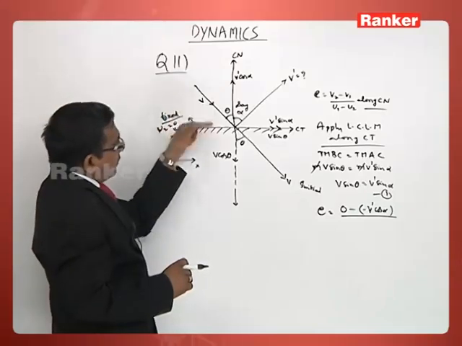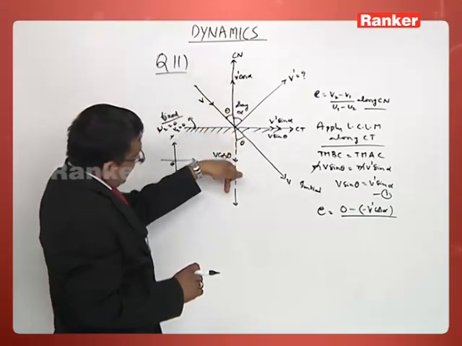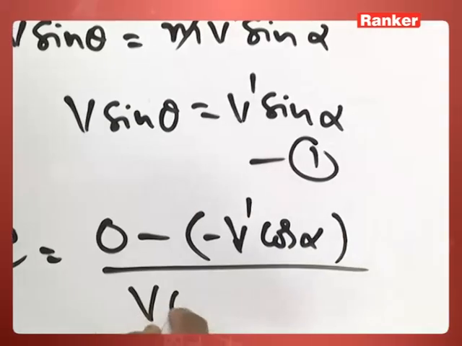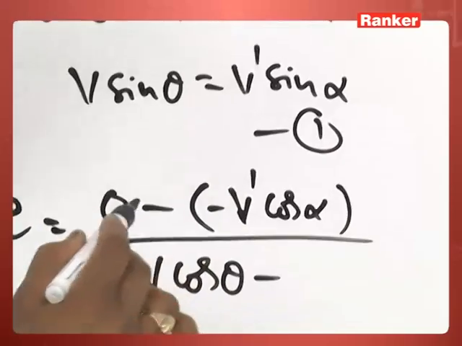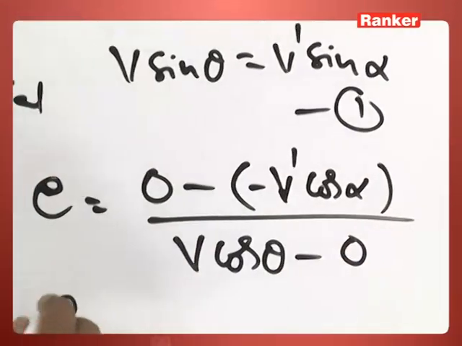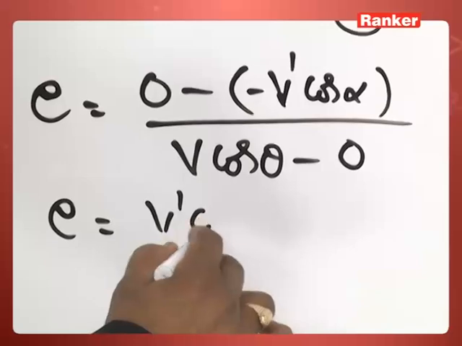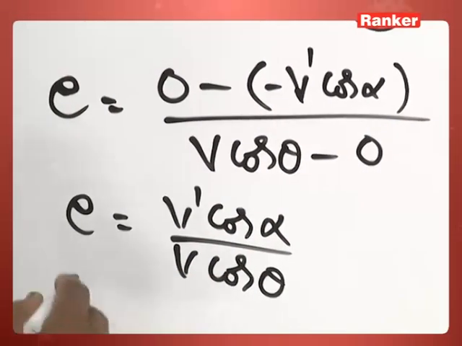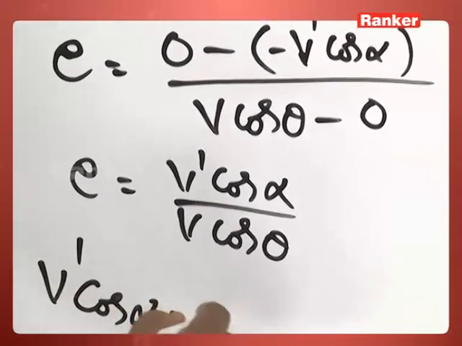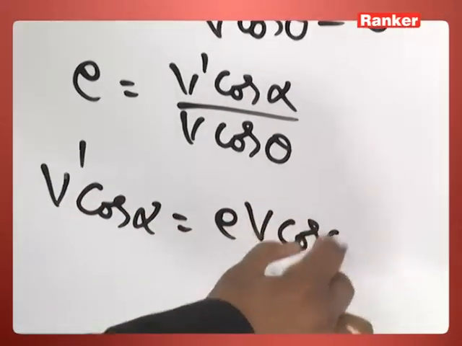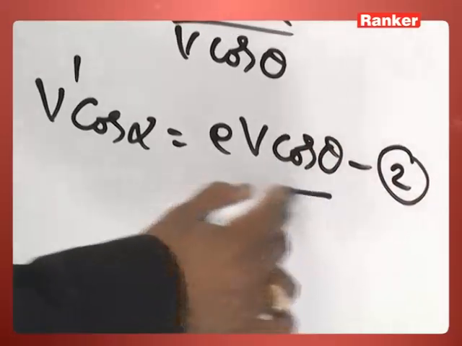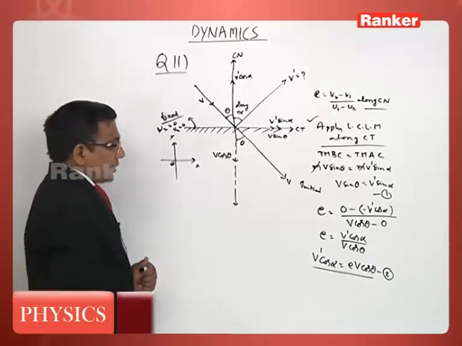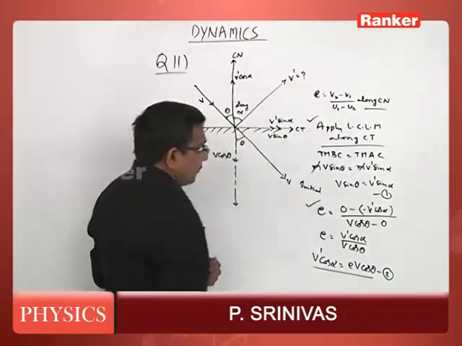What is the velocity of the ball before collision? Before collision it is directed downwards, so its component was given as v cos theta, minus the floor at rest, 0. Therefore e is equal to v prime cos alpha by v cos theta. So I can write v prime cos alpha is equal to e v cos theta. This is equation 2. So by applying the law of conservation of linear momentum, I got one equation, and by using the definition of e, I got one equation.